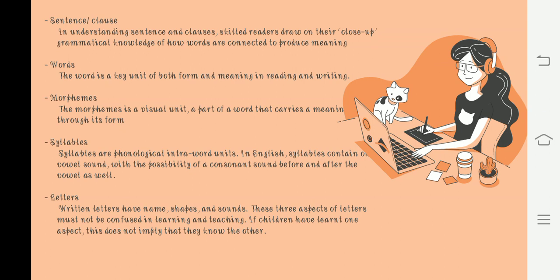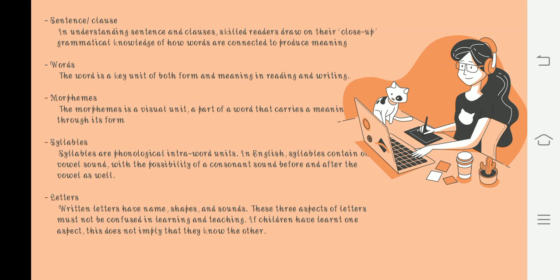And next, syllables. Syllables are phonological intra-word units. In English, syllables contain one vowel sound with the possibility of a consonant sound before and after the vowel as well. And the last, letters.